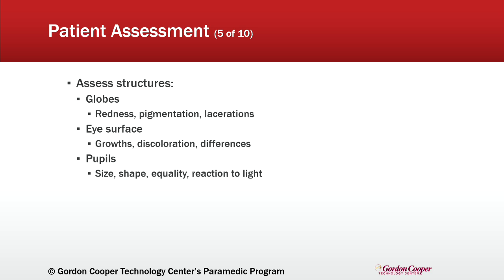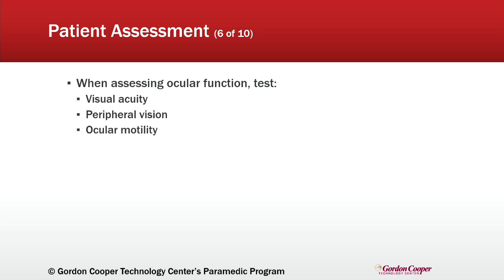It's also something that we use for other neurological things that we're looking at. So it's a very common thing that we'll use when we're assessing issues with the eye. When assessing ocular function, perform the following tests. We want to test their visual acuity. So we want to see if the patient has the ability to see both large and small letters, and make sure to test each eye separately and document the results accordingly.